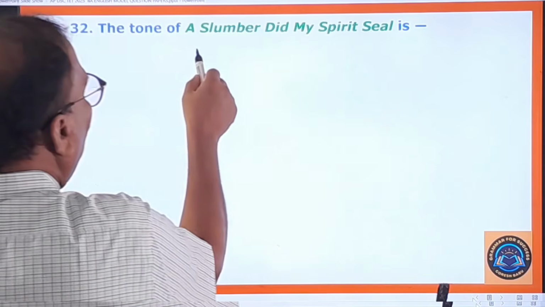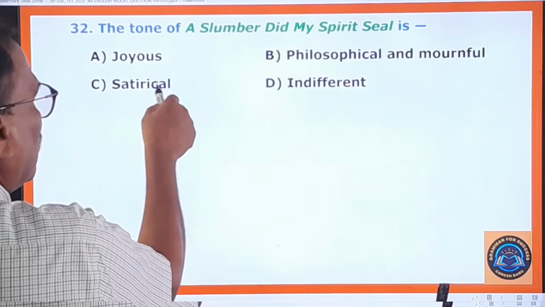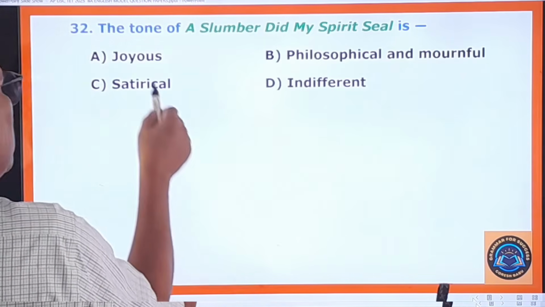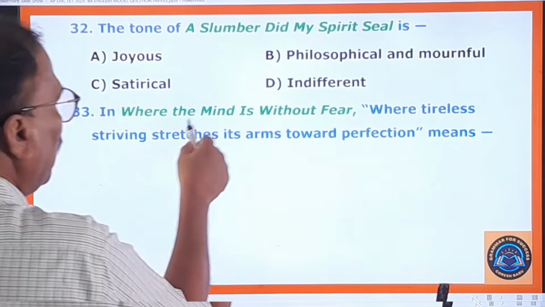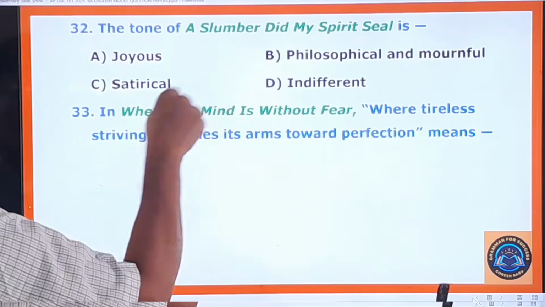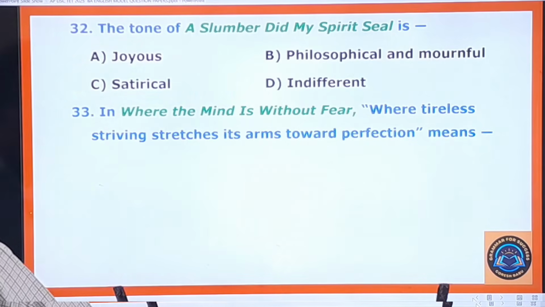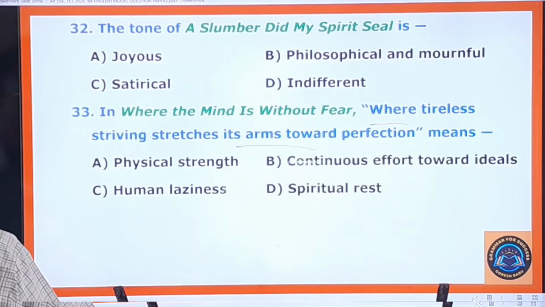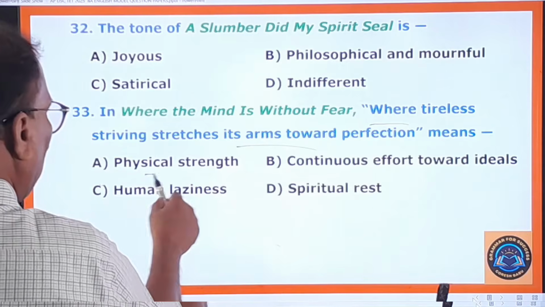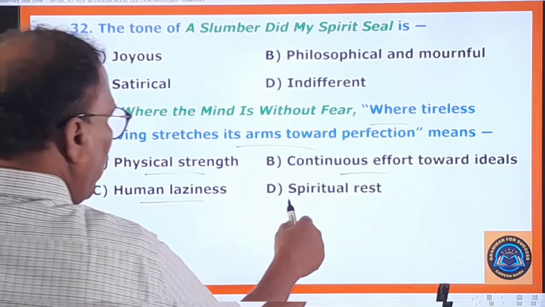32nd question. The tone of "A slumber did my spirit seal" is joyous, philosophical and mournful, satirical, indifferent. You go to the 33rd question. In "Where the mind is without fear," where tireless striving stretches its arms towards perfection means, what does this line mean? Let us look at the meaning of that. So it means physical strength, continuous effort toward ideals, human laziness, spiritual rest.